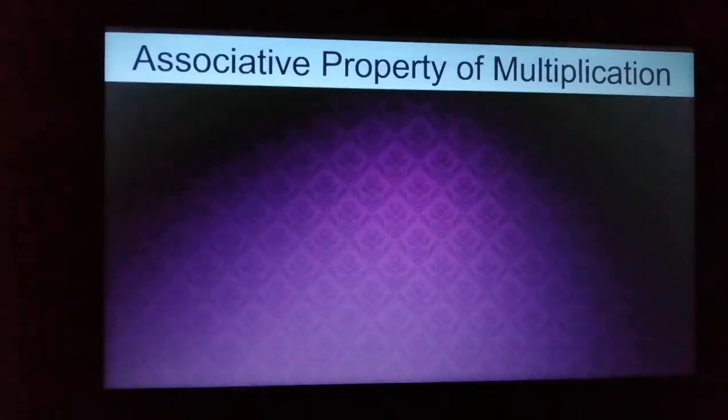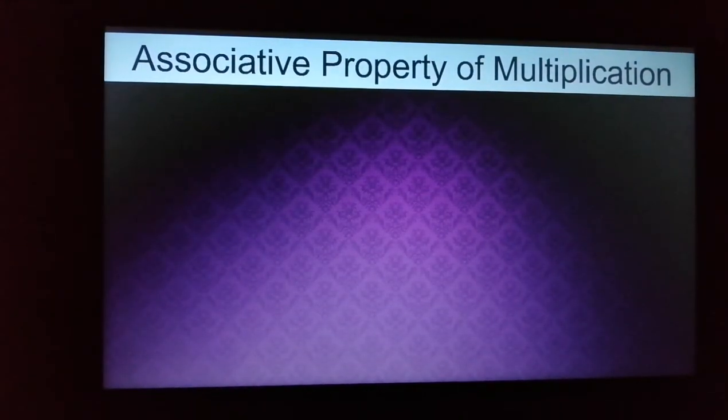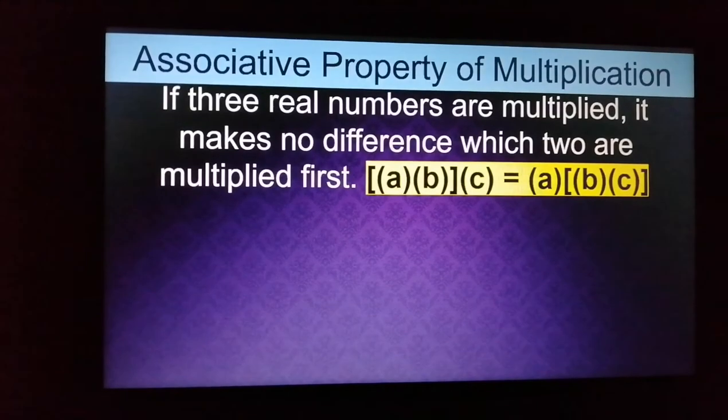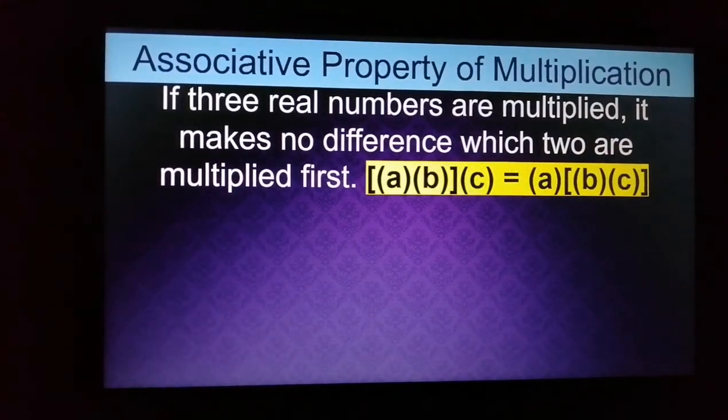Proceed naman tayo sa next property. We have here associative property of multiplication. If three real numbers are multiplied, it makes no difference which two are multiplied first. We have here the quantity of A times B times C is equal to A times the quantity of B times C. So let's have this example.